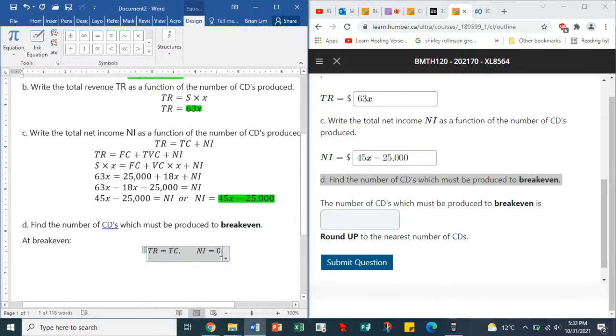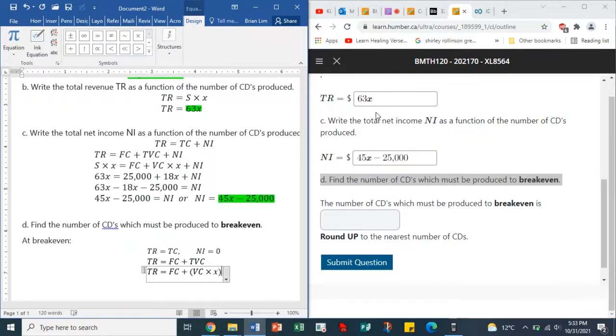Or another way of putting it would be that TR is equal to the fixed cost plus the total variable cost. Or you could also say that TR is equal to the fixed cost plus the variable cost, and then we could say times X.